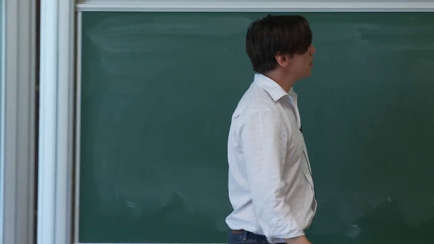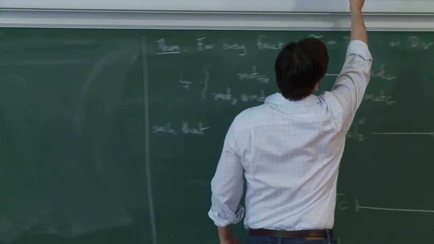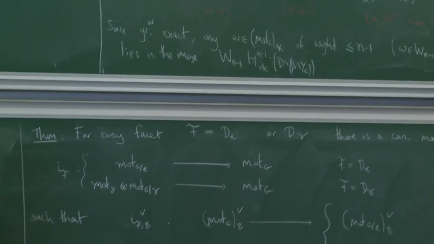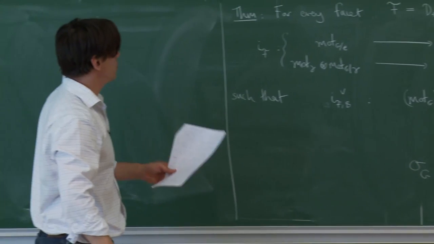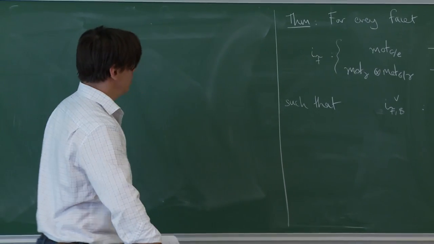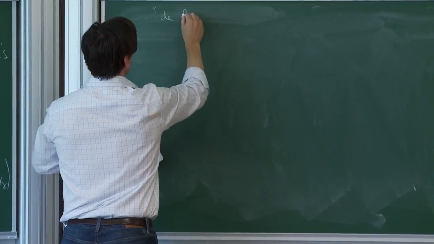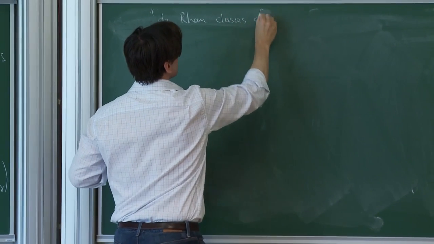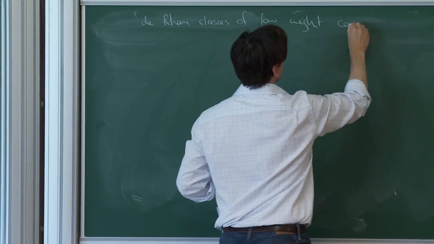It's not obvious that the weight is preserved in these mappings. Oh no, these are morphisms of mixed Hodge structures, so yes, they preserve the weight, absolutely. Contrary to the degree of the differential form, which is not preserved. No, the degree of the differential form is not preserved, but the weights are preserved, absolutely. So the de Rham classes of low weight come from the boundary.